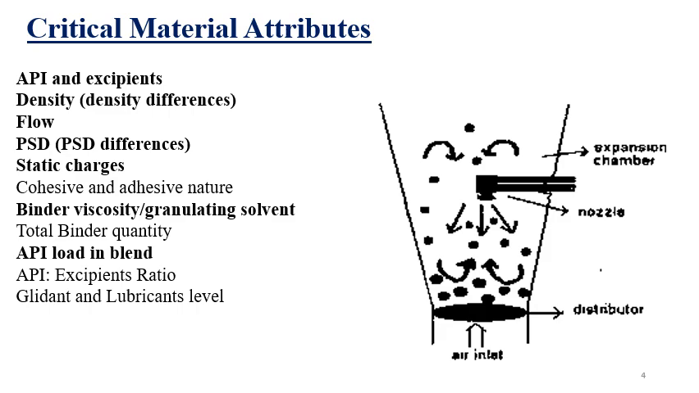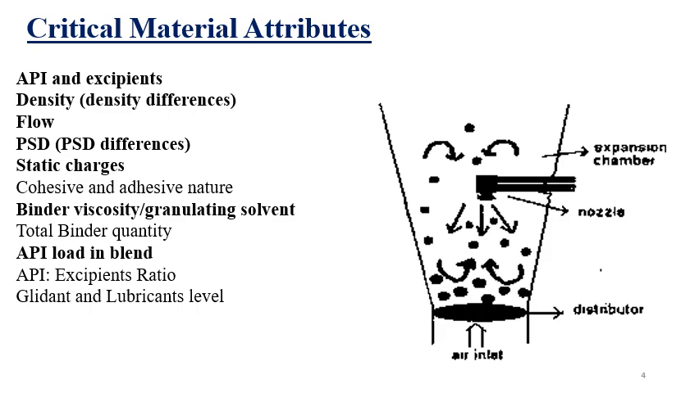Mainly the density of the dry mix blend, density differences between the different materials, flow of the materials, particle size differences and particle size of the different excipients and the APIs. Then static charges, adhesive and cohesive nature of the powder blend affect the granulation process, affect the CPPs, affect the total processing time, and that's why these affect the critical quality attributes of the product.